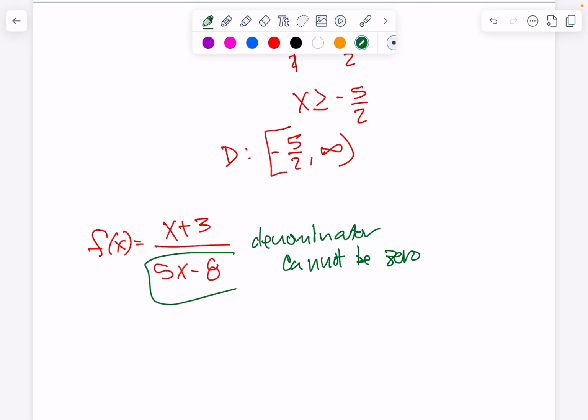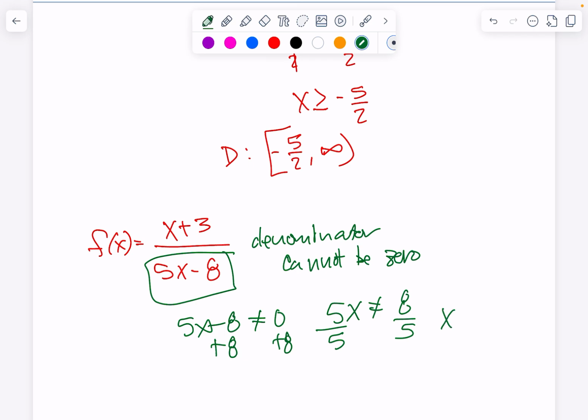So I'm going to do the denominator, 5x minus 8, cannot be 0. So add 8. So 5x cannot be 8. Divide by 5. And x cannot be 8/5. That is the domain.